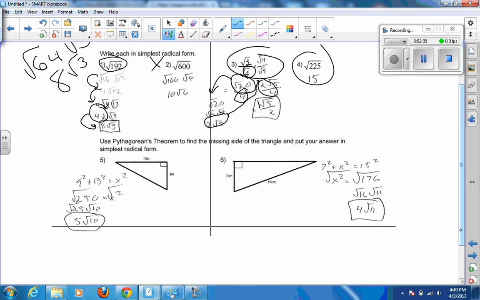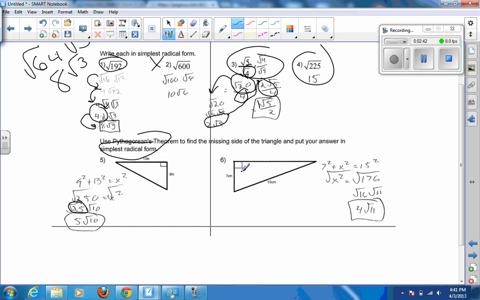If we look at 5 and 6, these are right triangles that you have to use Pythagorean's theorem for. And it says use simplest radical form. It'll say that on your quiz as well. So we end up with the square root of 250 equals x squared. Square rooting both sides. I have to break down the square root of 250. And I notice that 25 goes into 250 because 25 times 10 gives me that. Square root of 25 is 5, so I get 5 root 10. Same deal here.